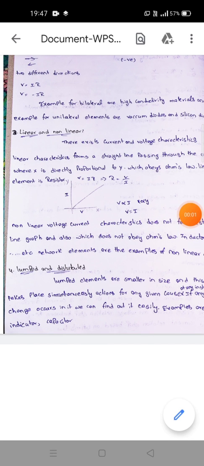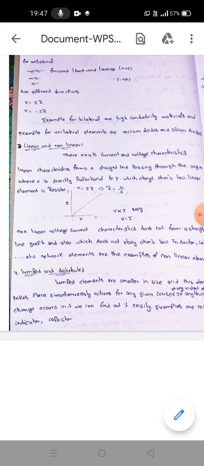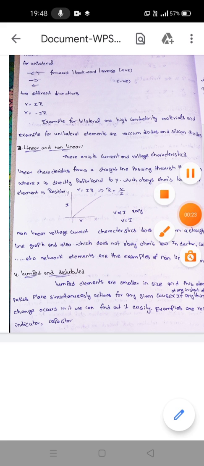Non-linear voltage-current characteristics do not form a straight line graph, and also do not obey Ohm's law. The examples of non-linear elements are inductors, conductors, and so on, as in network analysis.